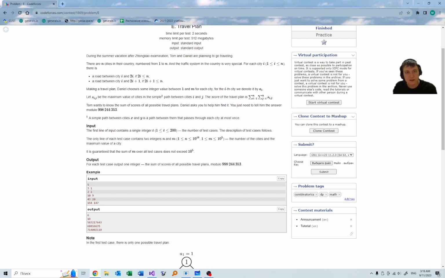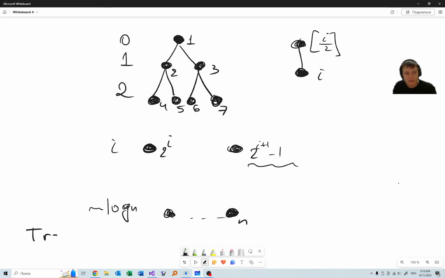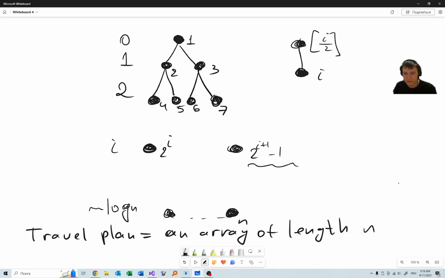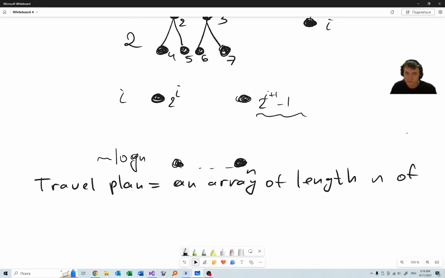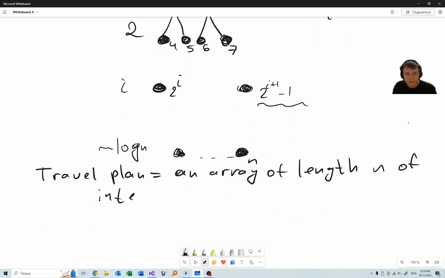The question is, we have a travel plan, which is just an array. Let me write. Travel plan equals an array of length n of integers from this set.